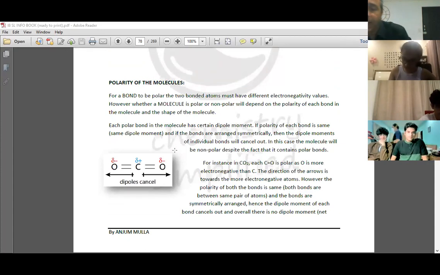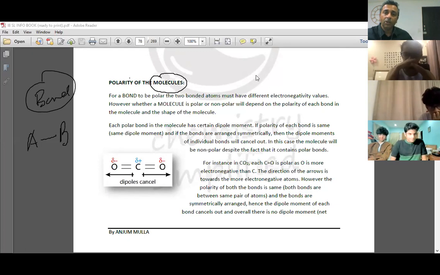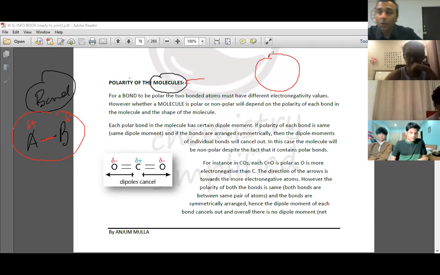Next is polarity of the molecule. Remember that here we're talking about polarity of the molecule. In the last case, we had talked about polarity of the bond, like in the two atoms A and B. If B is more electronegative than A, then B will be delta minus and A will be delta plus. So the AB bond is a polar bond. Now I'm talking about a polar molecule. So bond polarity and molecular polarity are two different things. Here I'll talk about the entire molecule. Is the molecule polar or non-polar?